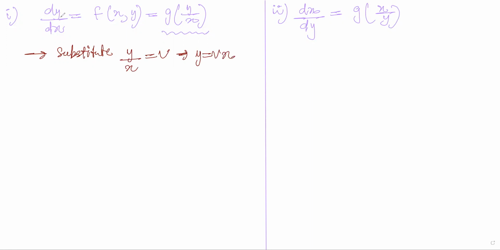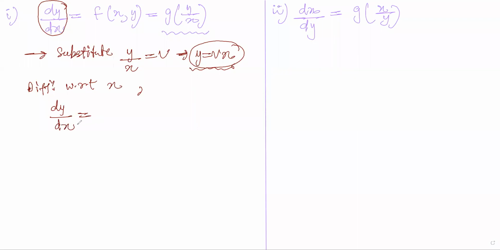And then after that, you have to also make a substitution for dy by dx, because you are removing y. So you will have to remove dy by dx as well. Now to do that, you have to use this equation again. You have to differentiate this equation with respect to x. If you differentiate with respect to x, what will you get? On the left hand side, dy by dx.